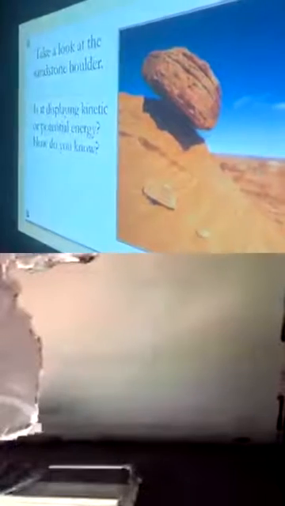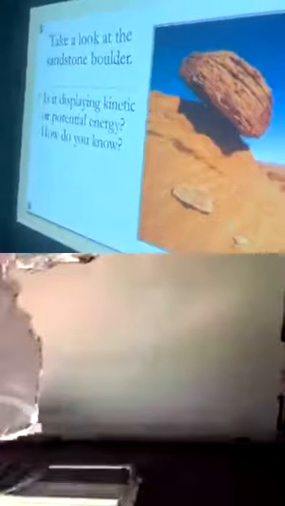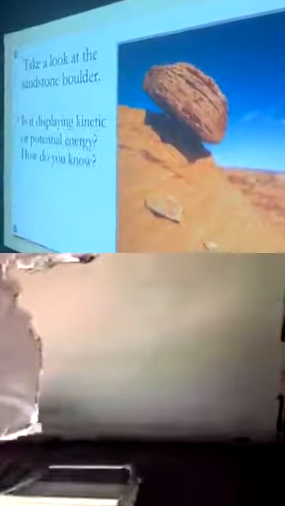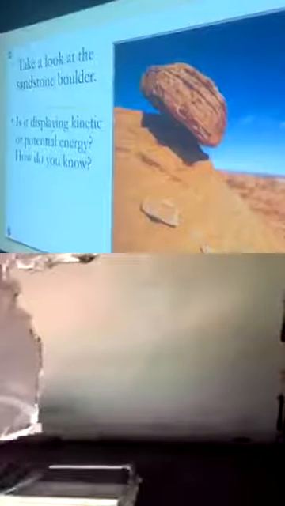Okay. All right. So, is this boulder displaying kinetic or potential energy? And please share with me, how do you know? Again, is this boulder displaying kinetic or potential energy? And explain, how do you know? Type that in the comments.